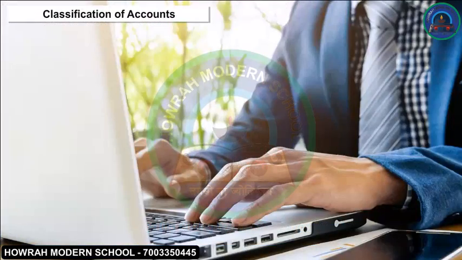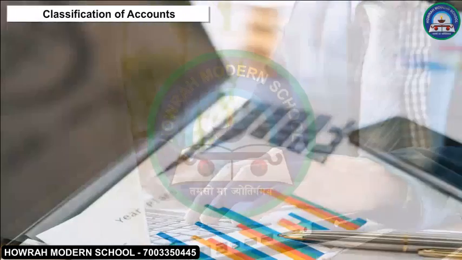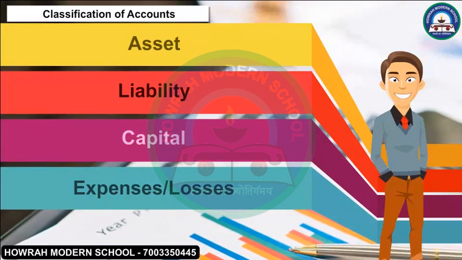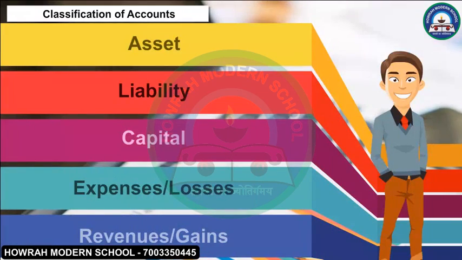Classification of accounts. All accounts are divided into 5 categories for the purposes of recording the transactions. These are asset, liability, capital, expenses or losses, and revenues or gains.